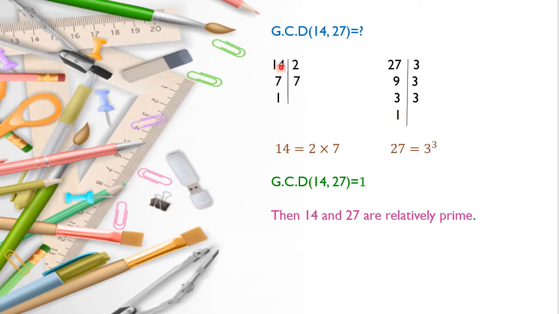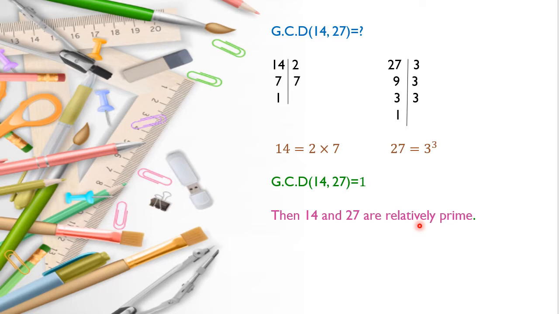So 14 is equal to 2 times 7. 27 is equal to 3 times 3 times 3, so 3 to the power 3 or 3 cubed. Now I have 14 written as a product of prime factors and 27 too. Now the GCD of 14 and 27. Here we take the common things, the common numbers present in both 14 and 27. As we notice, I don't have anything common between 14 and 27. So the GCD becomes 1, the number 1. Since the GCD is 1, we say that 14 and 27 are relatively prime.